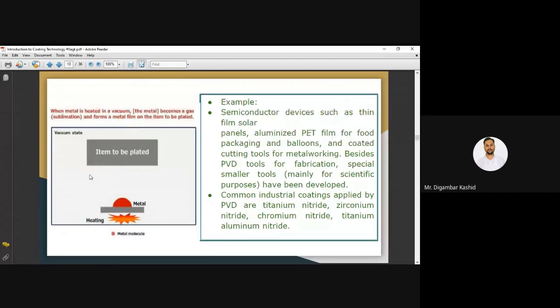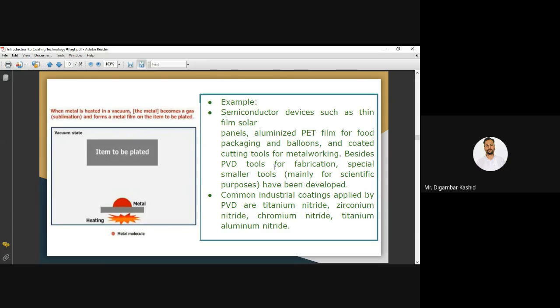But what are some examples here? Examples I have written here: semiconductor devices such as thin film solar panels, then aluminized PET films for food packaging industries and balloons, and coated cutting tools for metal working. Besides these, PVD tools are used for fabrication. Again, for special smaller tools, we can use the physical vapor deposition technique.